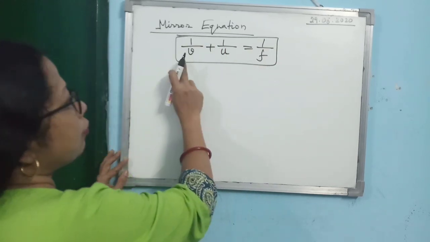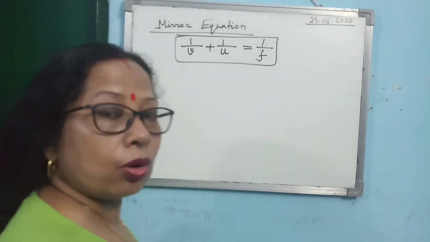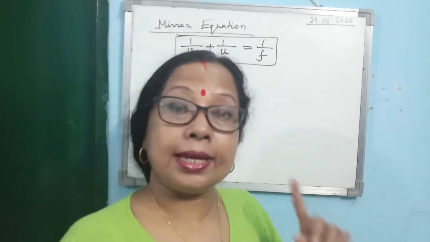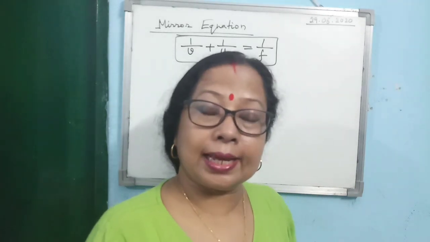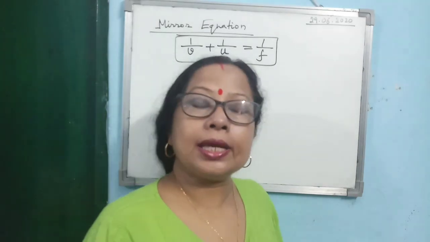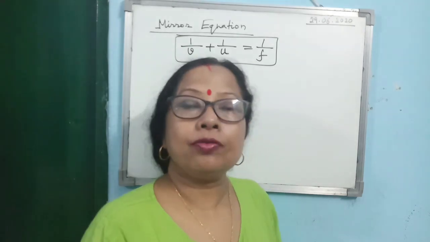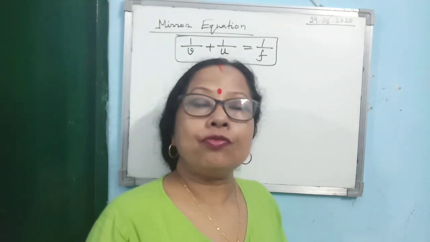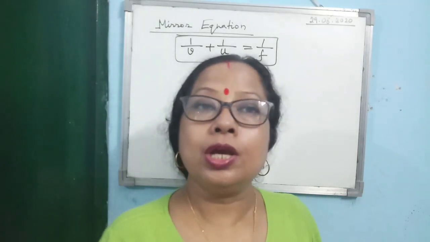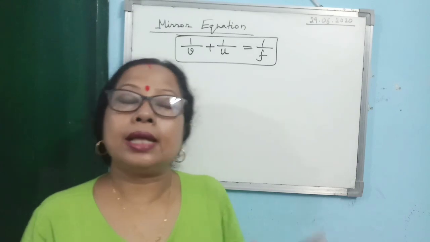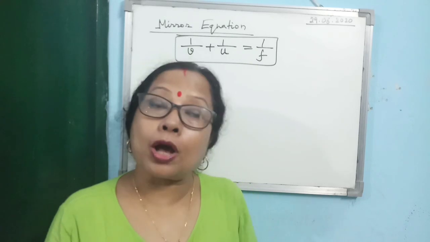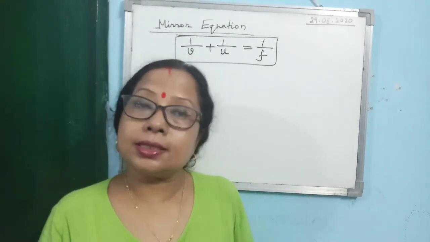Alright. And remember, when we use this equation, V, U and F should always be substituted with sign convention. U is always negative. For a concave mirror, F is negative. For a convex mirror, F is positive. And for a real image, V is negative. For a virtual image, V is positive. So whenever you substitute the values of V, U and F, you have to substitute with their proper sign depending on the situation.